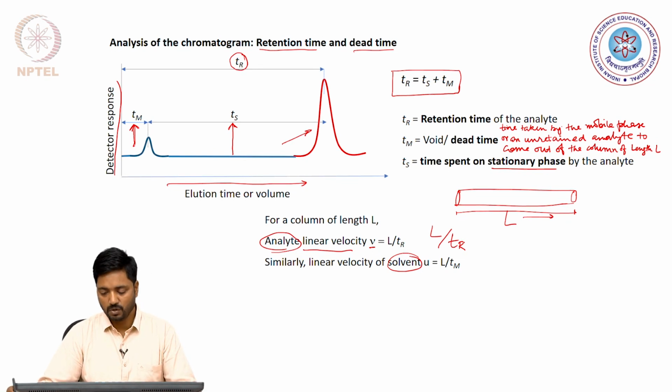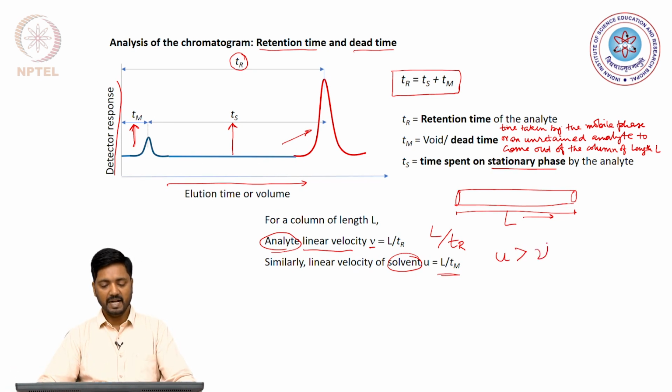Similarly, for the solvent, we have the linear velocity being described by the length of the column divided by the time taken by the mobile phase to come out of the column, or the dead time or the void time. So, of course, the u value is much greater than the nu value, and that essentially tells us that the solute or the analyte that is retained within the column is moving with a much slower velocity.